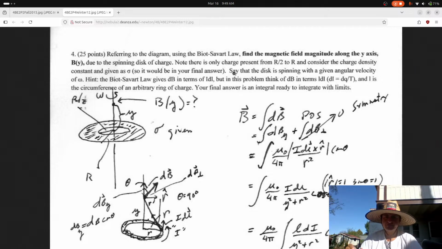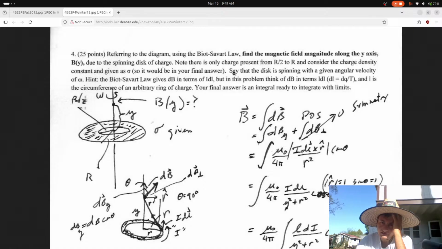Hint, the Biot-Savart law gives dB in terms of I dL. But in this problem, think of dB in terms of L dI, where dI is dq over t, and L is the circumference of an arbitrary ring of charge. Okay, so we have a disk here.